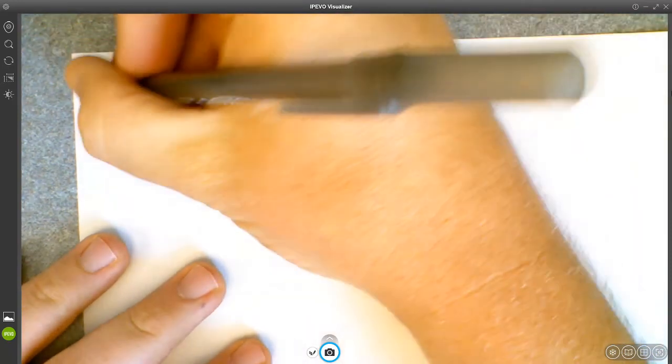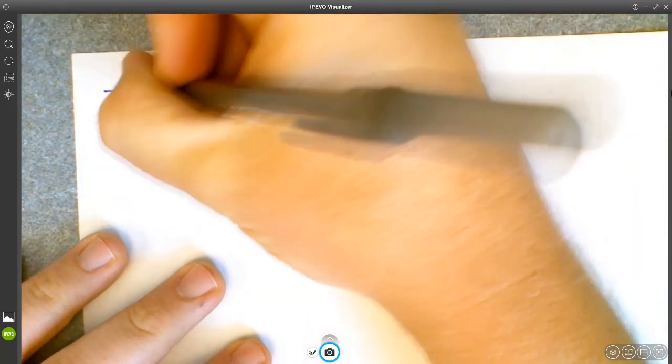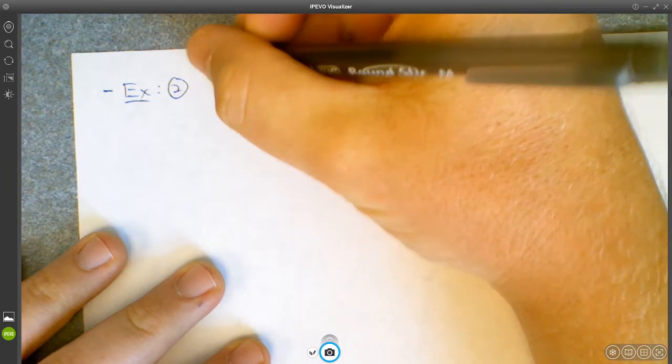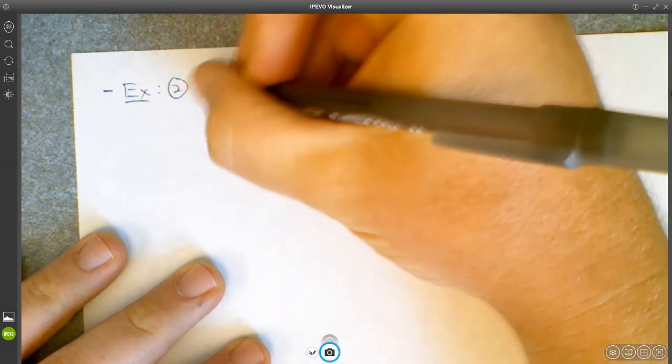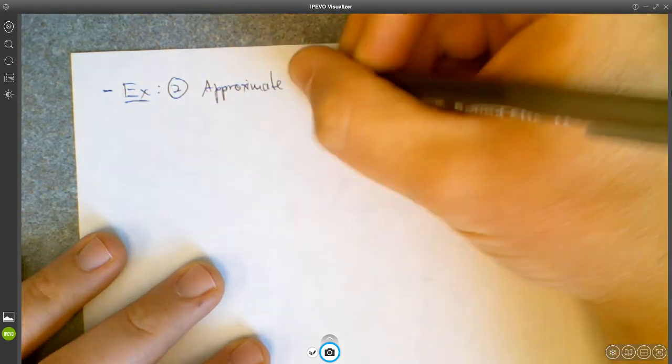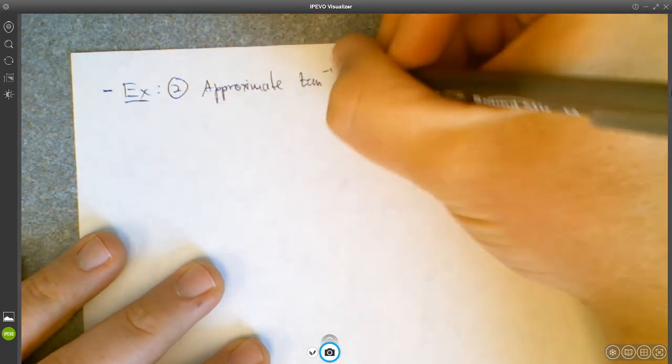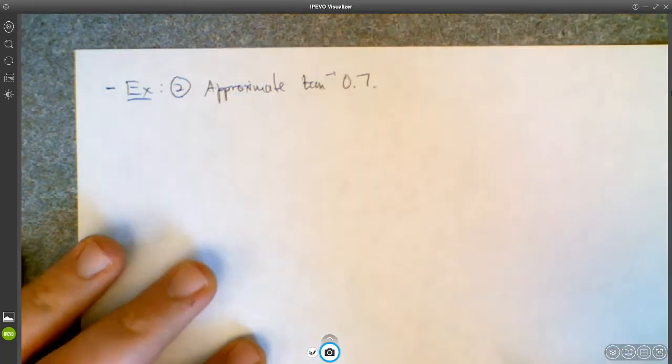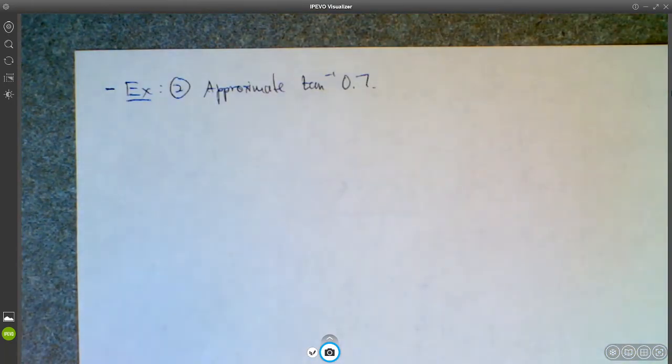Let's do some more examples. Let's just make sure that you know how to use your calculator. Use a calculator to approximate tangent inverse of 0.7. Go ahead and give the video a pause. See if you can figure out how to use your calculator to do that. You should have a tangent inverse button somewhere. Make sure you're in radian mode, or else it's going to spit out an answer in degrees. You want an answer in radians.